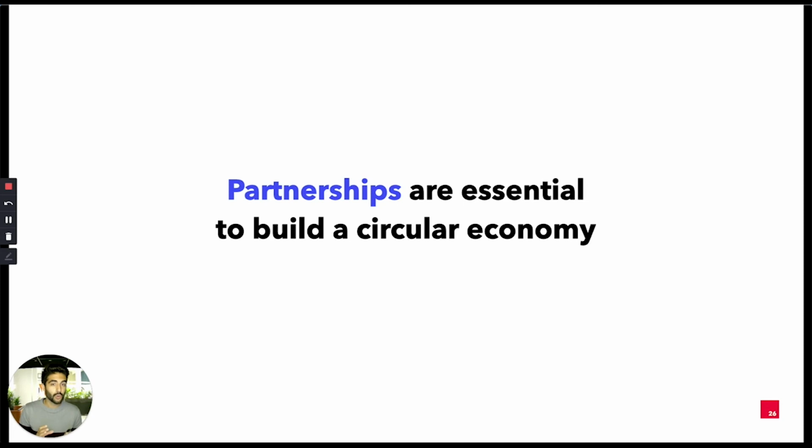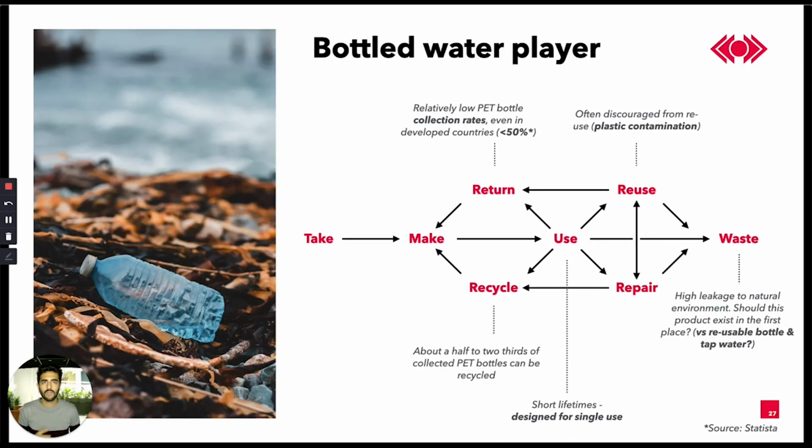So partnerships are quite essential to build a circular economy because it's not easy for a player to man all the bases upstream and downstream. Everyone has suppliers, everyone has customers, and customers are free to do what they will. And creating these partnerships can be a way to actually maximize your impact for the circular economy along the whole value chain. Let's go to a completely different example of bottled water.